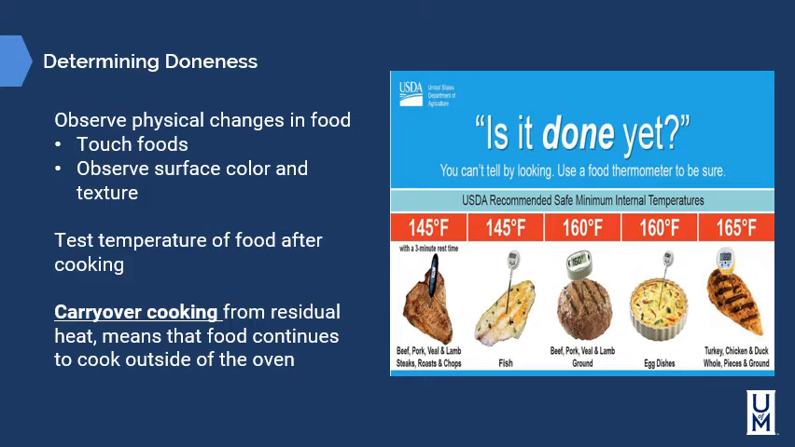Doneness may be determined by specific visual cues, such as clear juices running from poultry, and firm fish becoming opaque and flaking. The surface of a loaf of bread develops a crisp crust and turns an appealing brown color from caramelization.